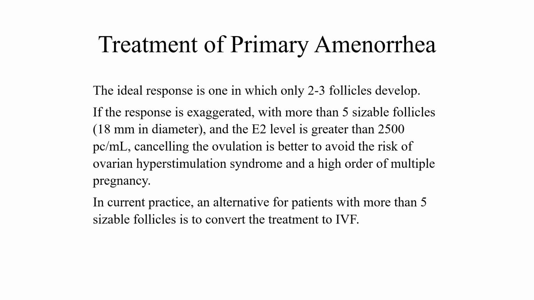The ideal response in primary amenorrhea is that there should be a development of only 2 to 3 follicles. However, if the response is exaggerated with more than 5 follicles and the estradiol levels are very high, then it is better to cancel the ovulation to avoid the risk of ovarian hyperstimulation and a high order of multiple pregnancy. In current practice, an alternative for patients with more than 5 sizable follicles may also be to convert the treatment to IVF.